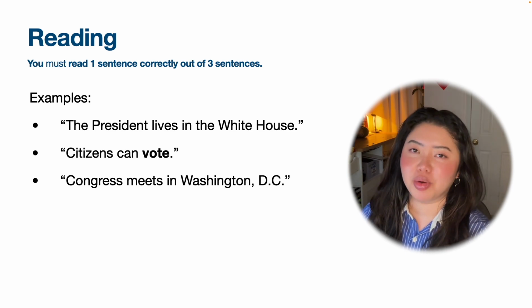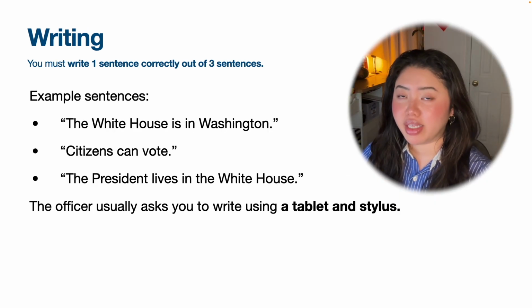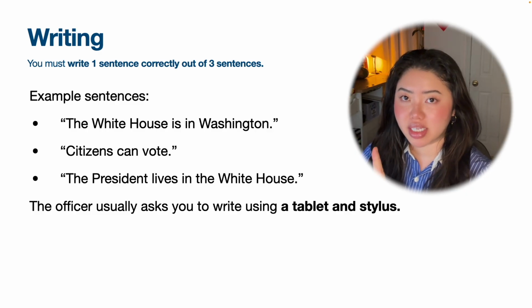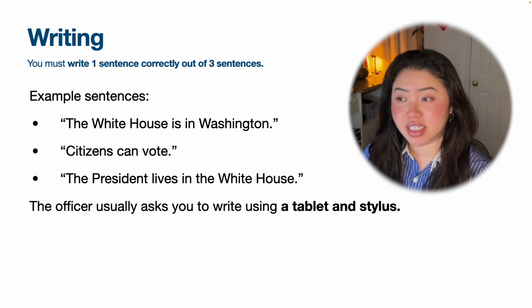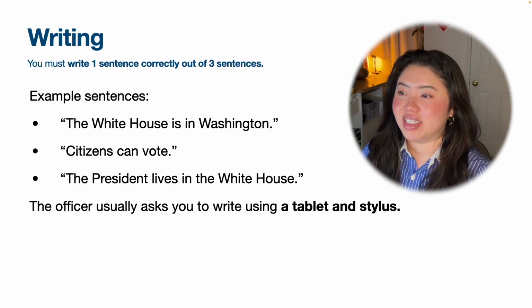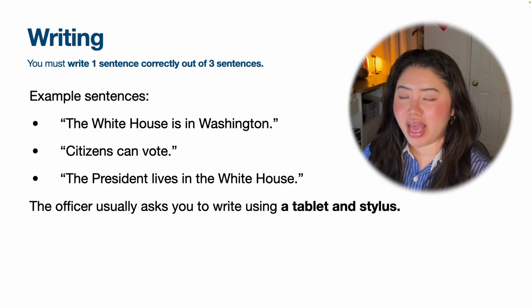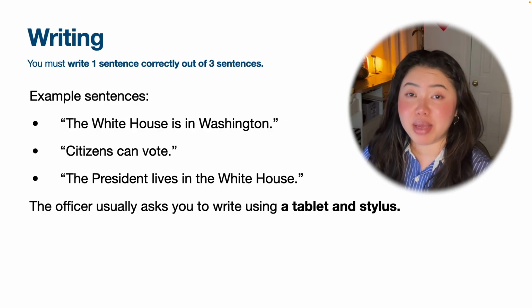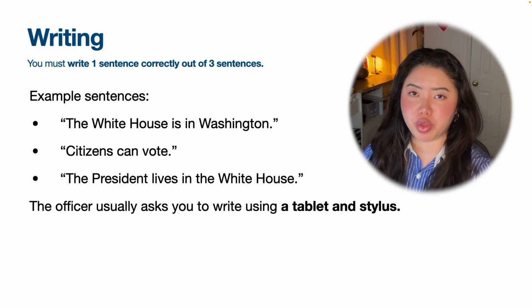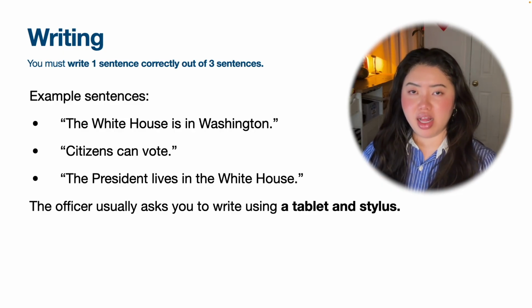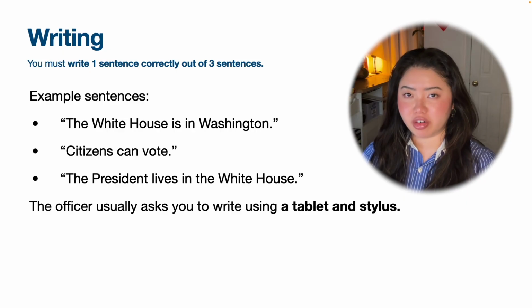Okay, next I will go over writing. So in the writing assessment, you must write one sentence correctly out of three sentences. So here are some example sentences. The White House is in Washington. Citizens can vote. The president lives in the White House. The officer usually asks you to write using a tablet and stylus. So imagine your iPad, or imagine when at some cafes and restaurants where you had to use a pen to sign something. That's the type of material you will be writing on.